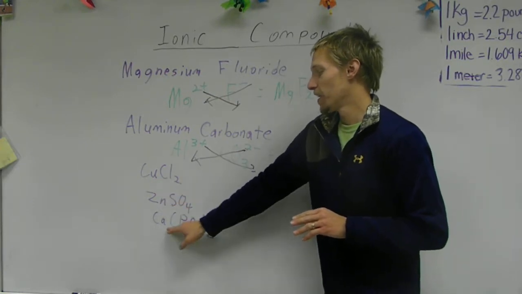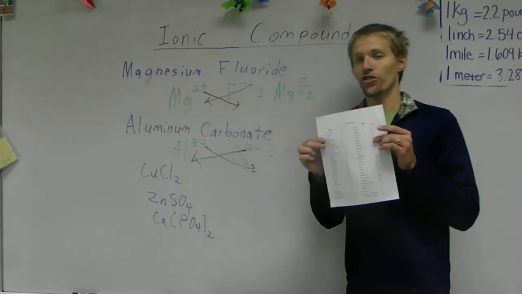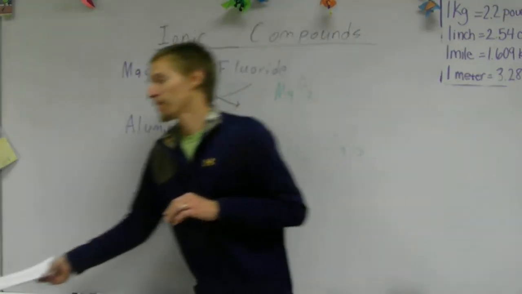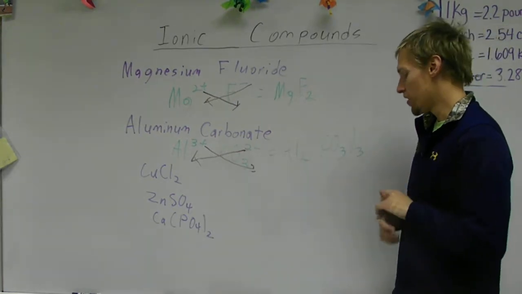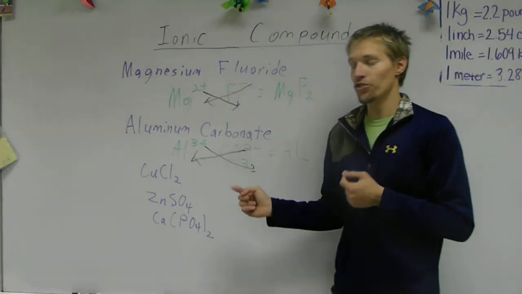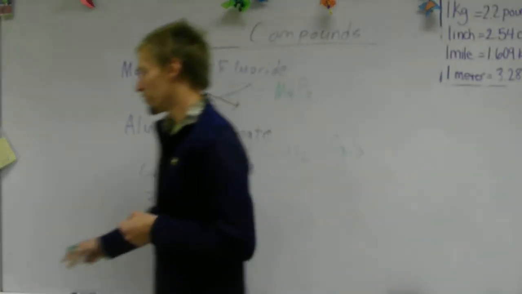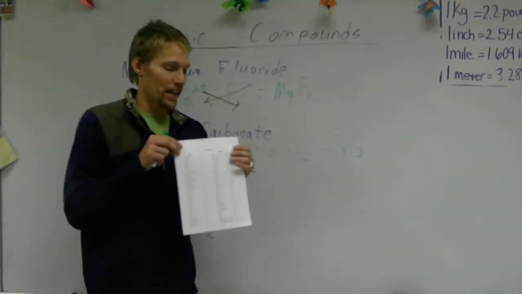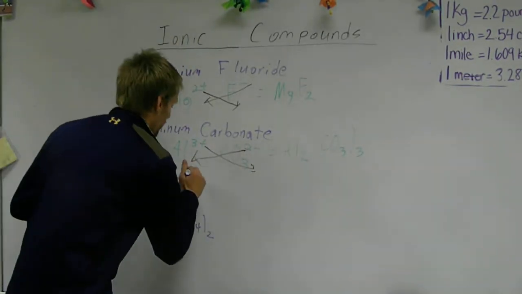We have copper, zinc, calcium, those are all metals. So you should be looking again at your ion chart. Make sure you're using that ion chart. Then we come down to our first one, it's CuCl2. All you have to do is look at your ion chart. You find Cu on your chart, and you see that it's copper. So you write down the first one would be copper.